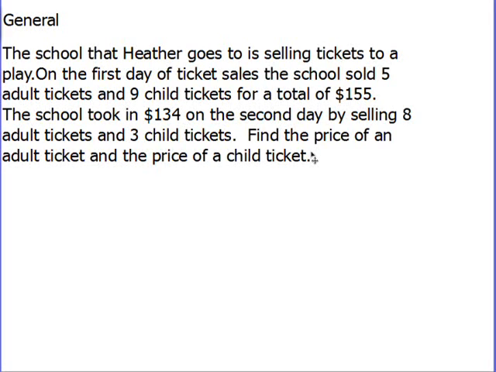The school that Heather goes to is selling tickets to a play. On the first day of ticket sales, the school sold 5 adult tickets and 9 child tickets for a total of $155. The school took in $134 on the second day by selling 8 adult tickets and 3 child tickets. Find the price of an adult ticket and the price of a child ticket.